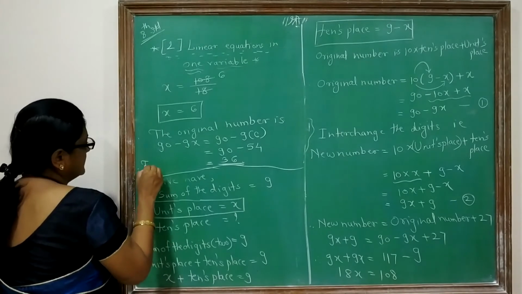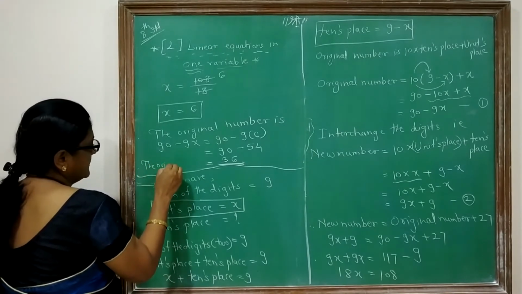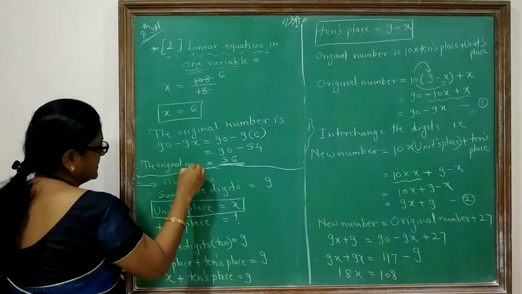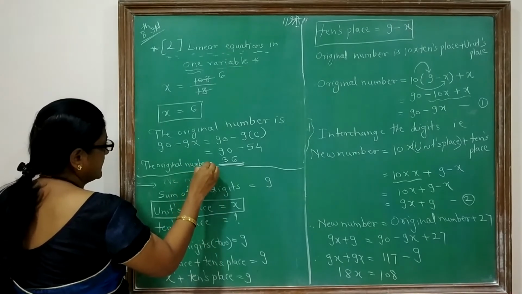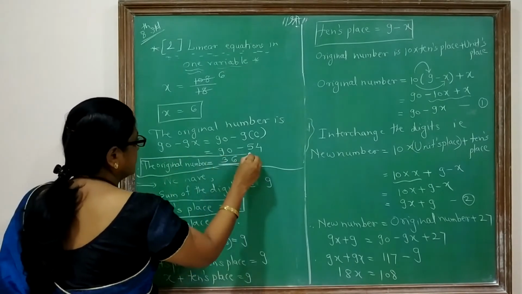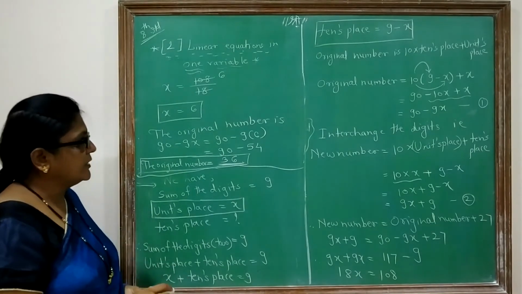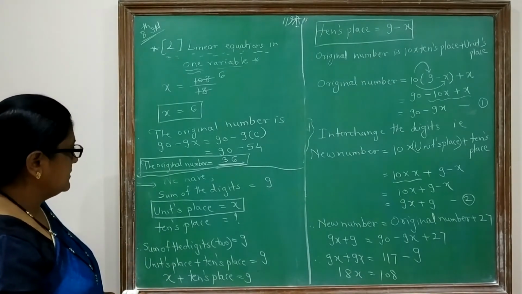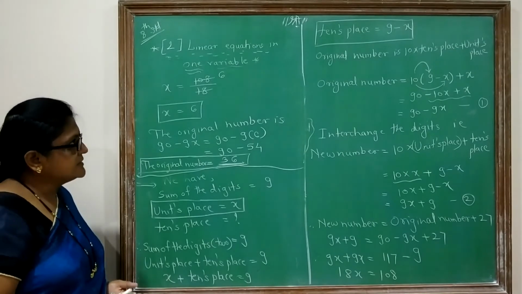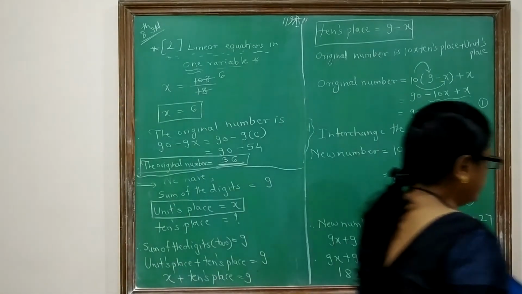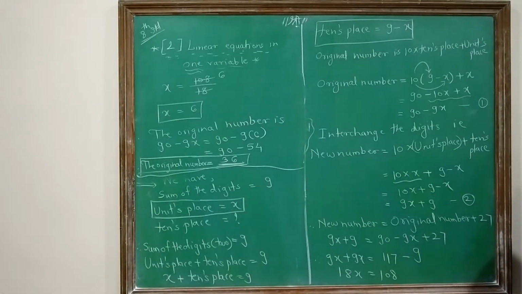Means the original number equal to what? 36. This example is very, very important. Then you can do it many times. Then see the next example.